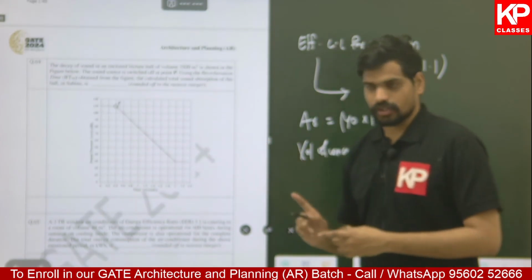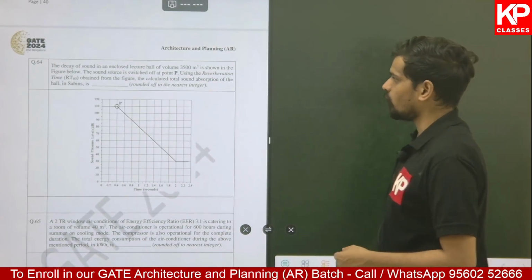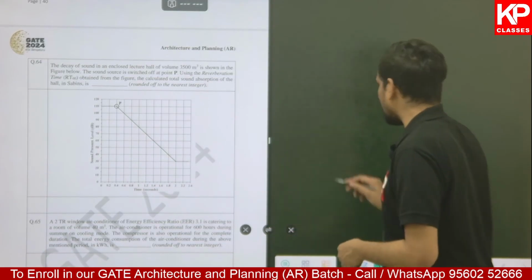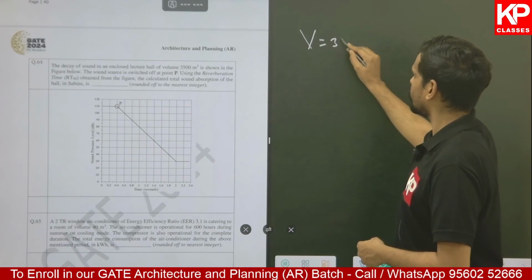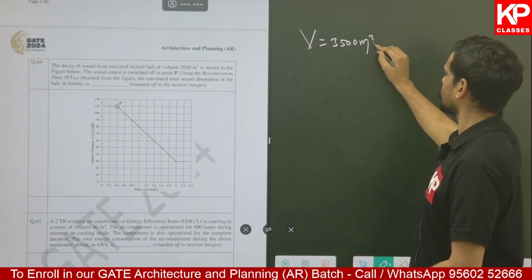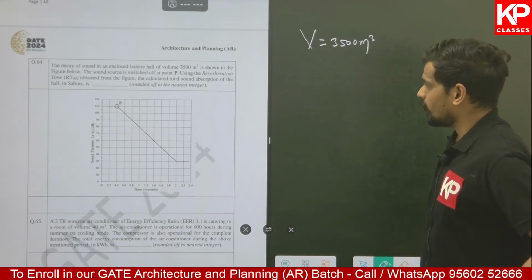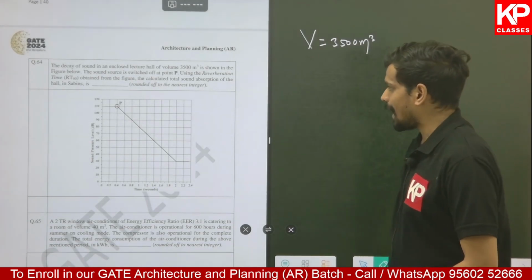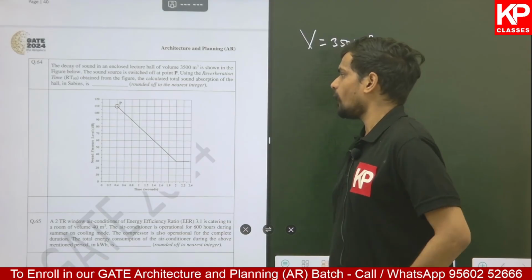This is based on acoustics. Let us look into this question number 64. The decay of sound in an enclosed lecture hall of volume of 3500 cubic meter. Volume is given as 3500 cubic meter. The decay of the sound level is given in this diagram. The sound source is switched off at point P.